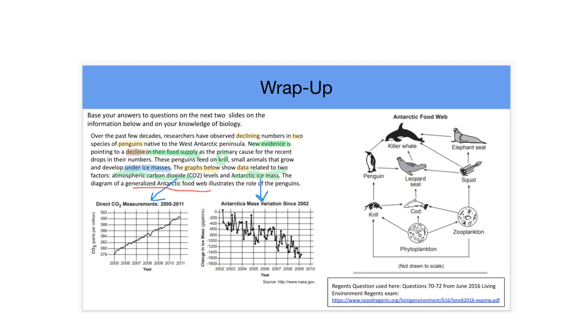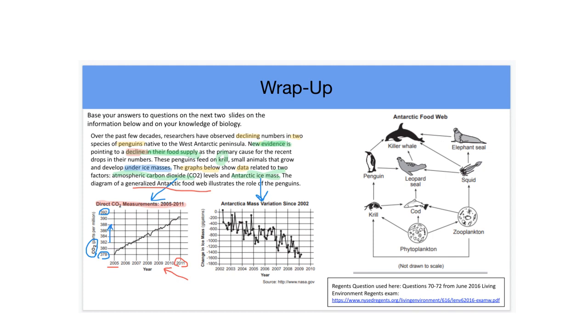So the first graph on the left shows the direct CO2 measurements between 2005 and 2011. As we can see on the x-axis, we have different years, starting at 2005 and going up to 2011. And as we can see on the vertical axis, we have CO2 content expressed in parts per million. And as you can see, the graph is going up.